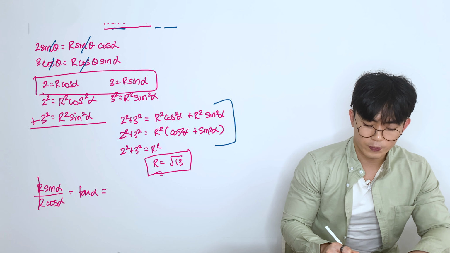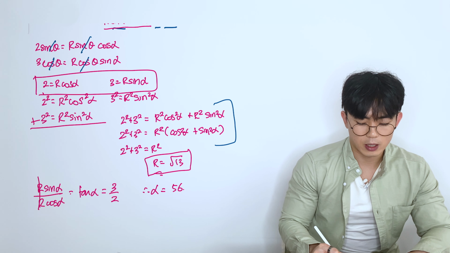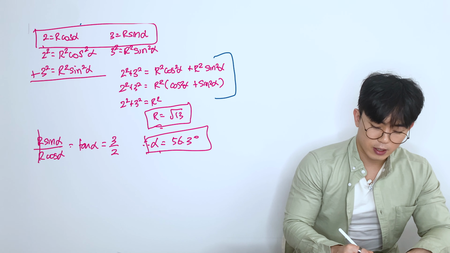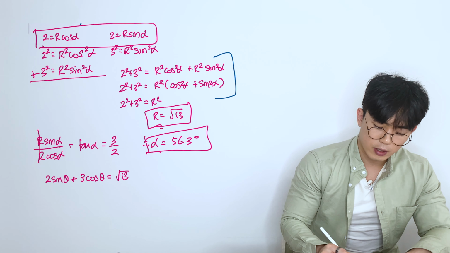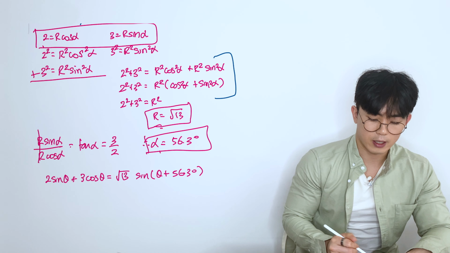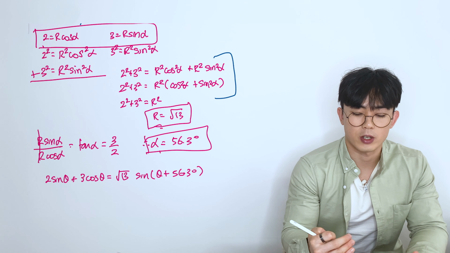And that's equal to 3 over 2. And so therefore alpha we can work out as 56.3 degrees. Which means that I can rewrite this: 2 sine theta plus 3 cos theta is equal to root 13 sine theta plus 56.3 degrees, like this. So this is how we combine two trig functions into a singular trig function.